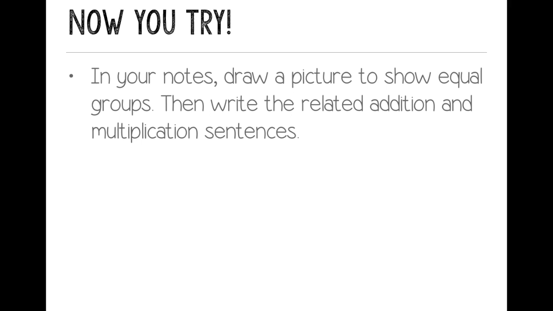Now you try. In your notes, draw a picture to show equal groups. Then write the related addition and multiplication sentences.